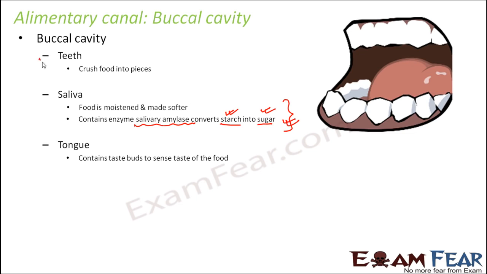So that is teeth, saliva and tongue. Three of them are very important when we are talking about the buccal cavity. So now we will talk about each of these in detail. So first we will take up teeth.